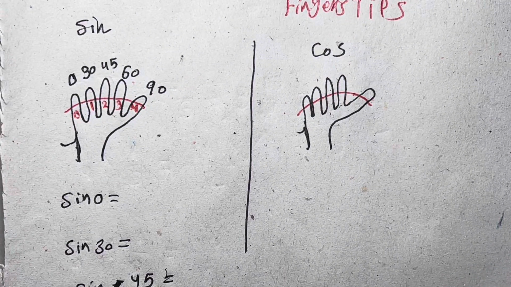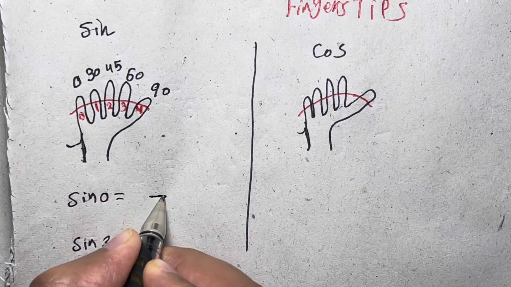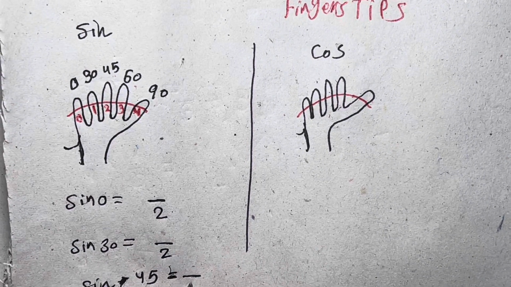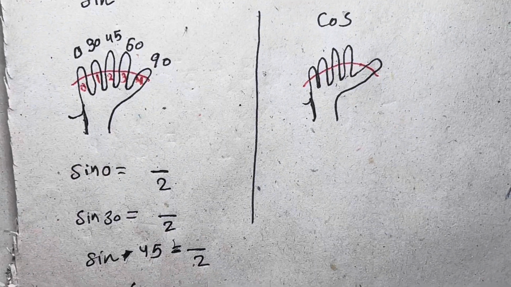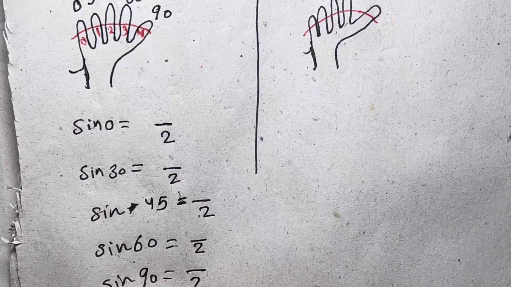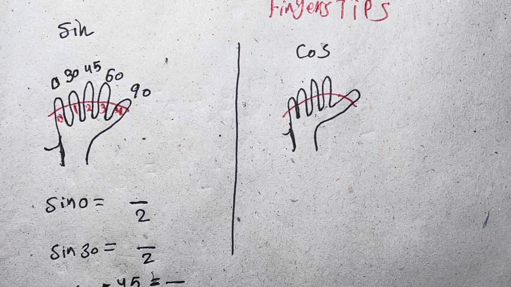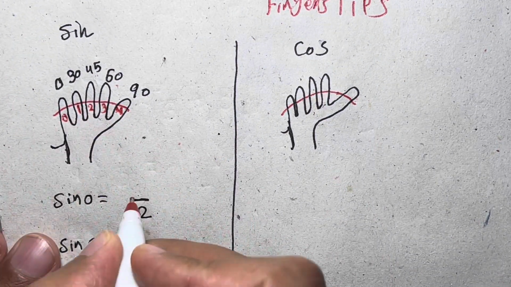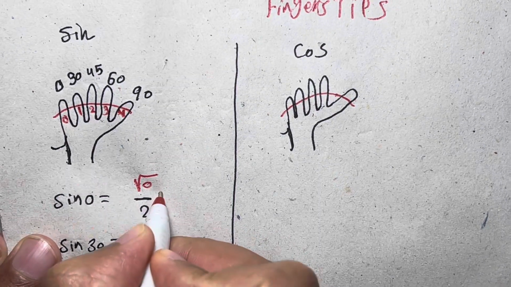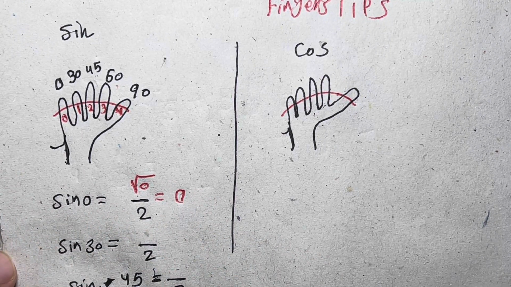Okay, what we are going to do here, we put a fraction with the square root on the numerator, and on the denominator it will be 2 for all of them. After that, for sine 0 we put 0 under the root, and if you simplify, it will be 0, so sine 0 is 0.